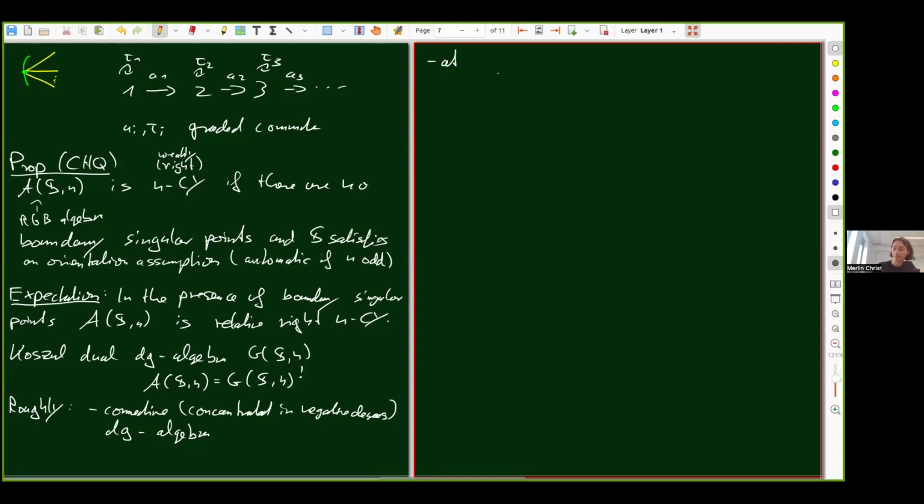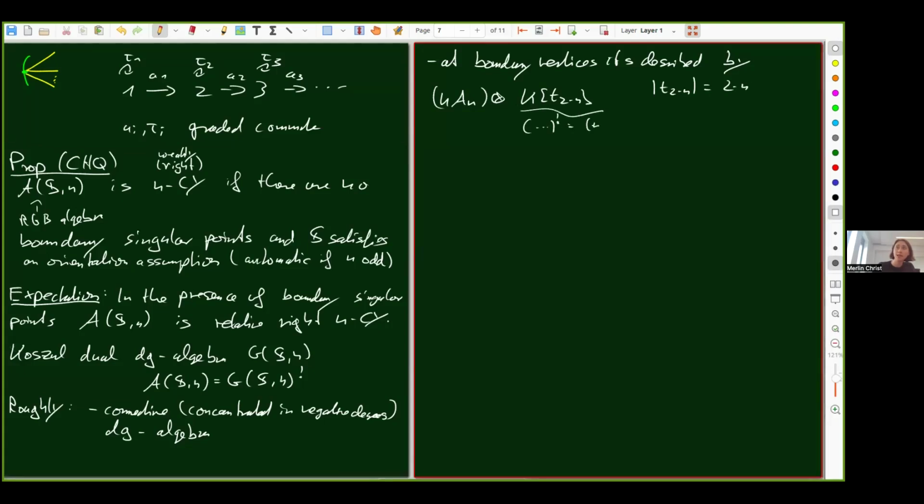At boundary vertices, it's described by first taking the path algebra of an AN curve, and then you tensor it. Under Koszul duality, in a derived sense, the AN curve doesn't really change much. You take a polynomial algebra where the generator is in degree 2 minus n. And if you take the Koszul dual of this, it is exactly an n-1 spherical object.